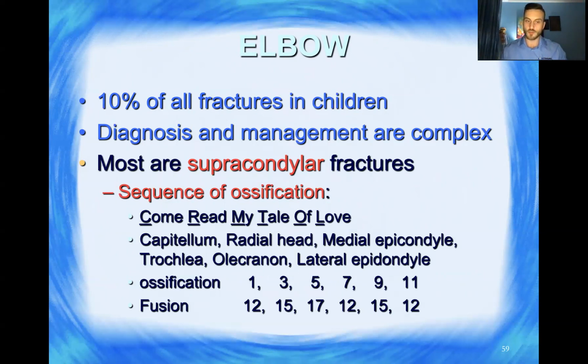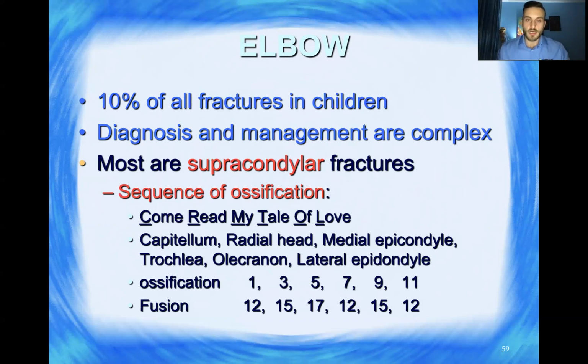So we have to know this acronym, which is Come Read My Tale of Love, CRMTOL. What are these? These are the timing of the ossification you can see by X-ray on the elbow. The first ossification that you can see by X-ray is the capitellum, then radial head, medial condyle, trochlea, olecranon, lateral condyle, at ages 1, 3, 5, 7, 9, 11. It's very easy, just add 2 each time.